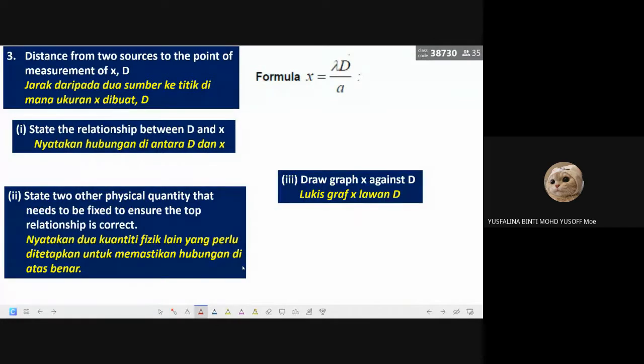Okay, the next one, how does the distance d affect the x? This actually comes from this formula. They rearranged the formula to find the relationship between x and d. Based on the formula, when x increases, d will also increase. So the answer is directly proportional. And what are the two other physical quantities that need to be fixed? They use x and d, so the ones you need to fix are the wavelength and also the distance between the two sources of water wave. So a should be the constant variable. And this one, x against d. Since we already know it is directly proportional, this is the graph.